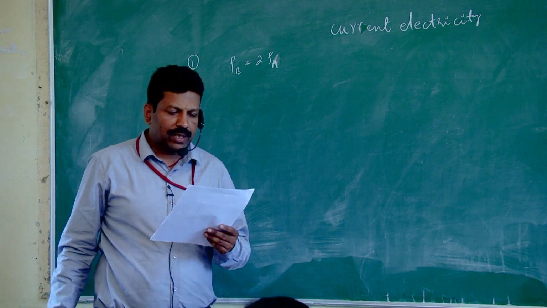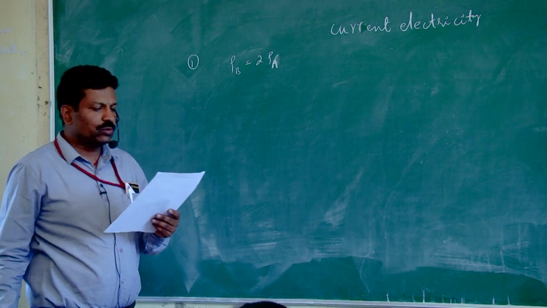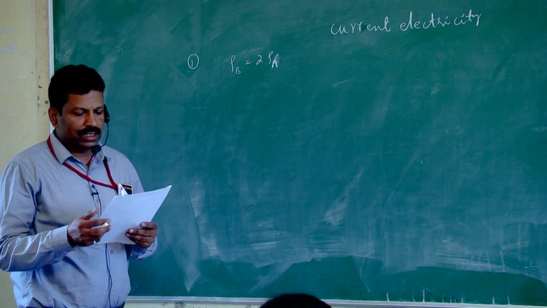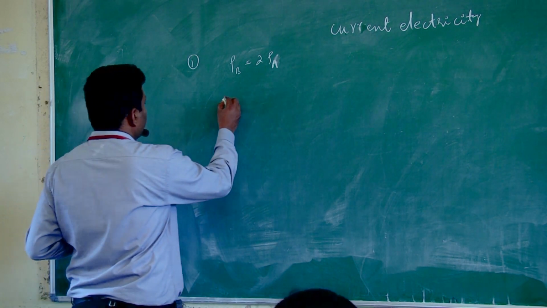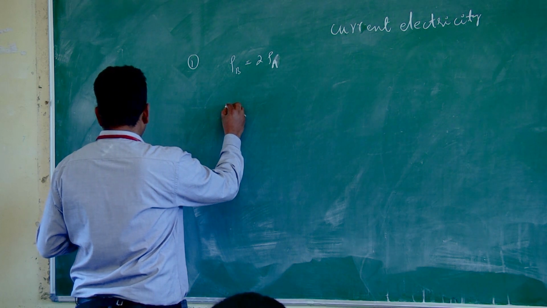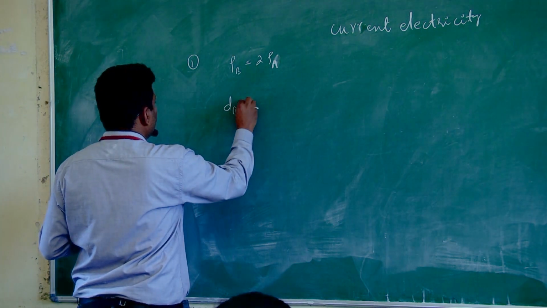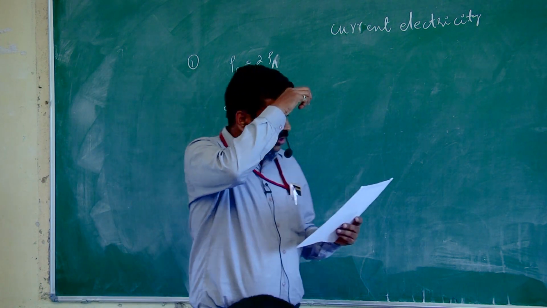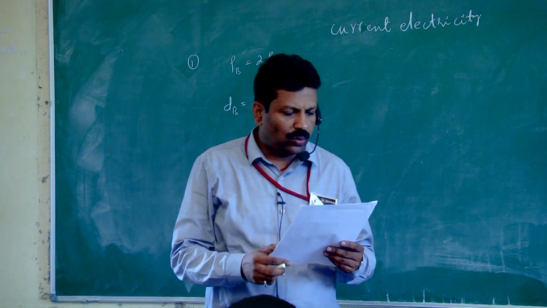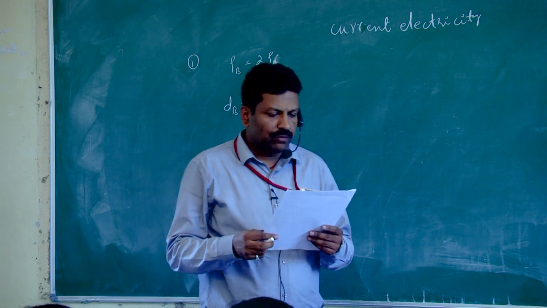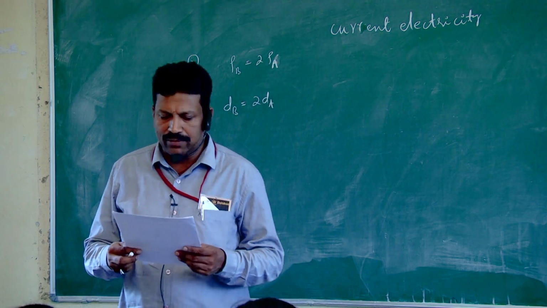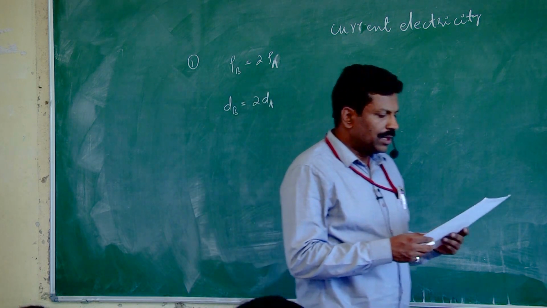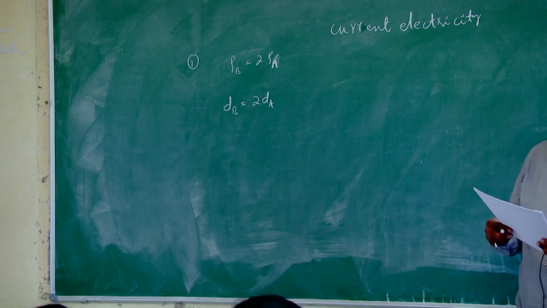A circular wire made of B has twice the diameter of A. So the diameter of B is equal to twice the diameter of the wire made of A. Then for the two wires to have the same resistance, what is the ratio of lengths LA by LB?